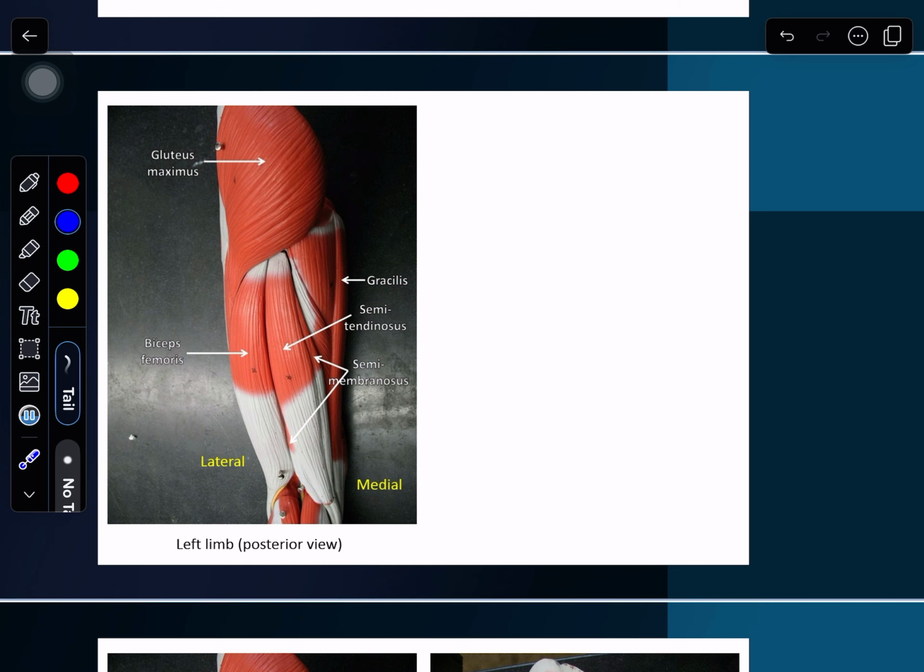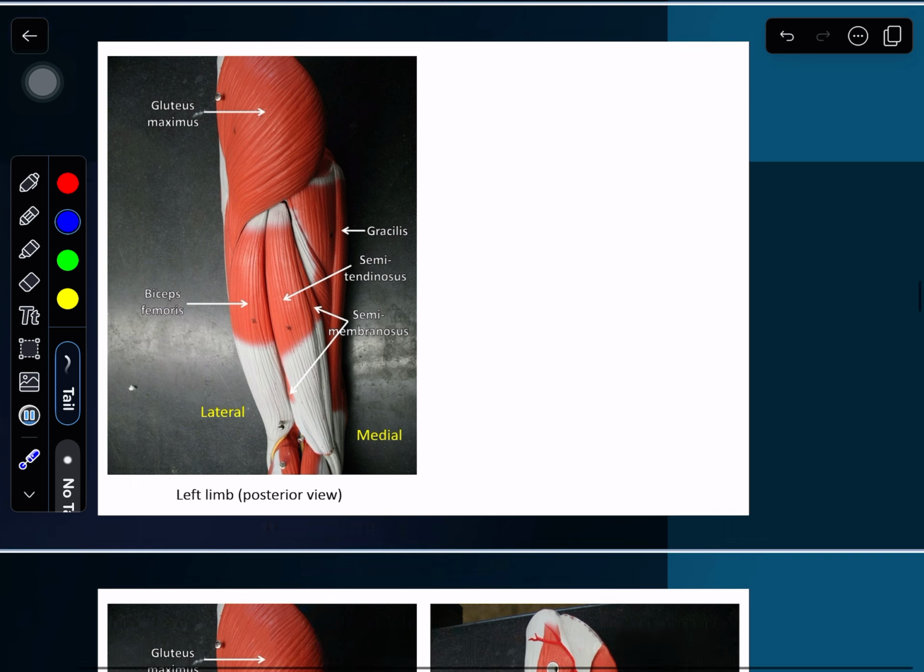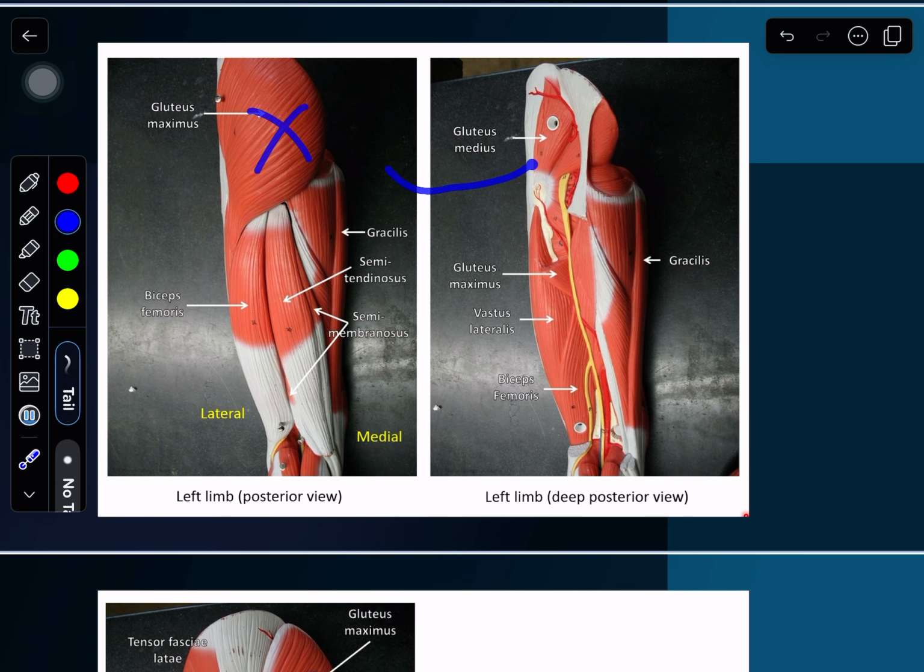If we were to remove the gluteus maximus, we can definitely see the gluteus medius a lot more clearly. The gluteus minimus would be deep to the gluteus medius, excuse me. And then as we look a little bit more closely, we can see the deeper muscle structures, right? So if we were to remove the semimembranosus, the semitendinosus, and the biceps femoris muscle, we could see some of the more anterior structures, right? Like the vastus lateralis, for example, which is one of our quadriceps muscles.